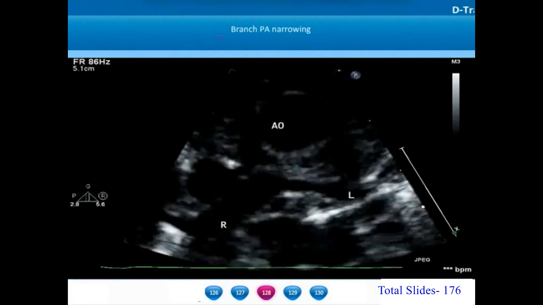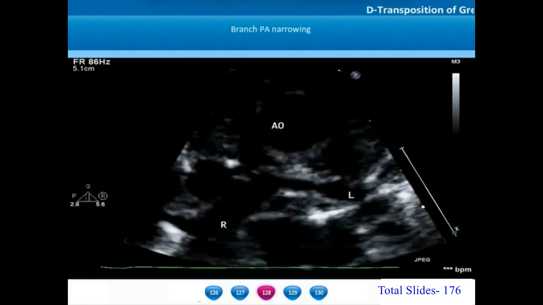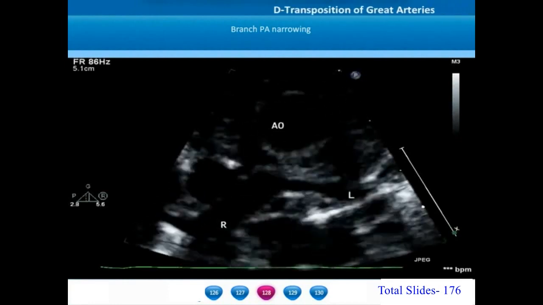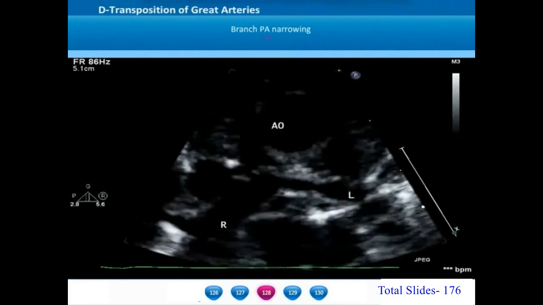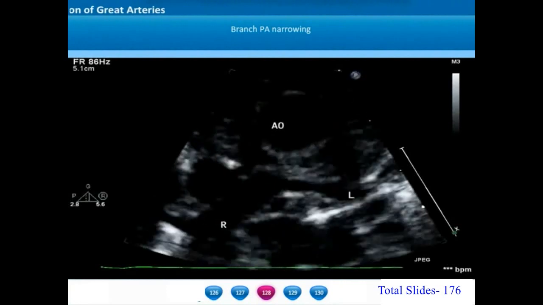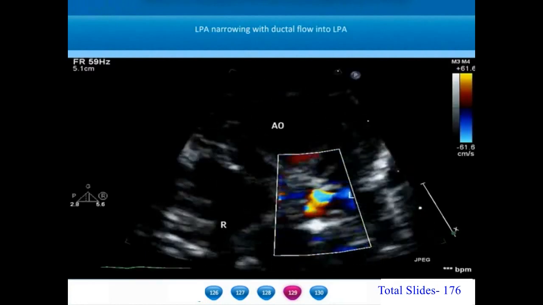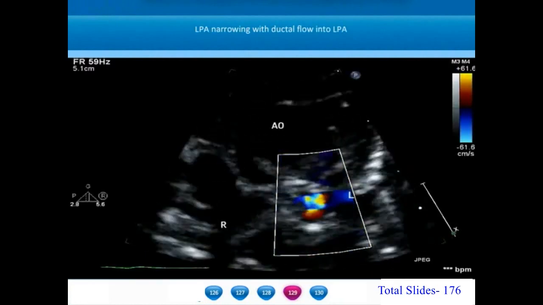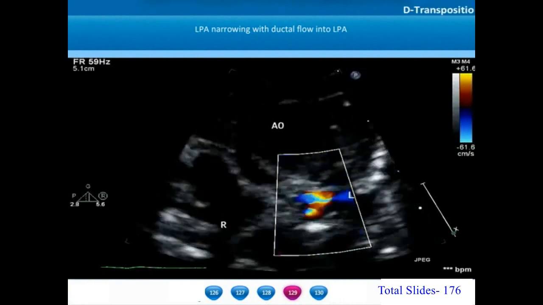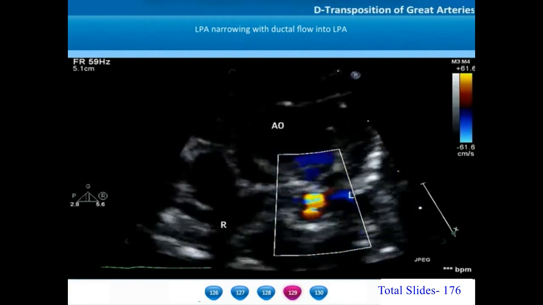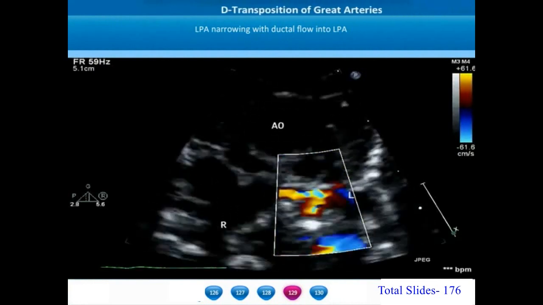While the right pulmonary artery is very well developed, the left pulmonary artery in its origin is narrowed. The origin narrowing of the left pulmonary artery may be in close relation to the insertion point of the ductus arteriosus. When we do a color Doppler interrogation, we identify that the ductus is exactly inserting in the place where there is a left pulmonary artery ostial narrowing.